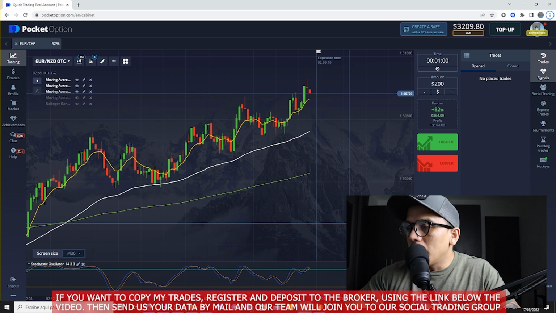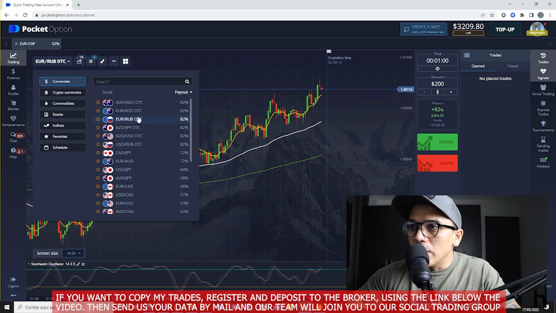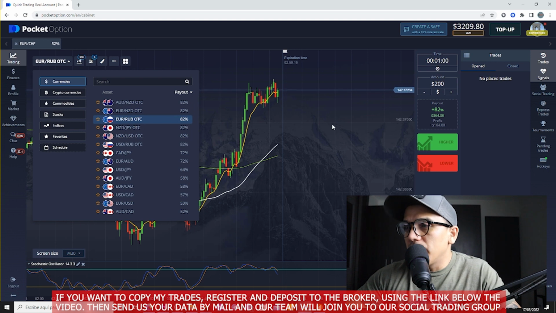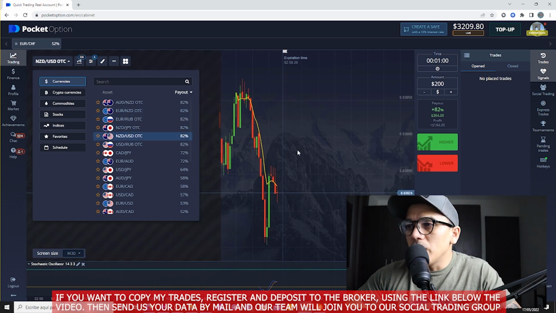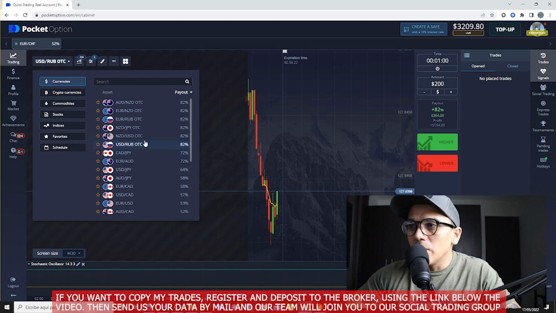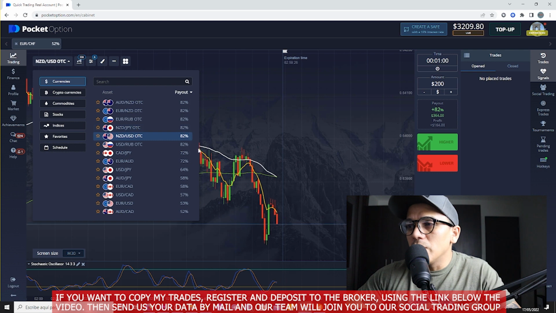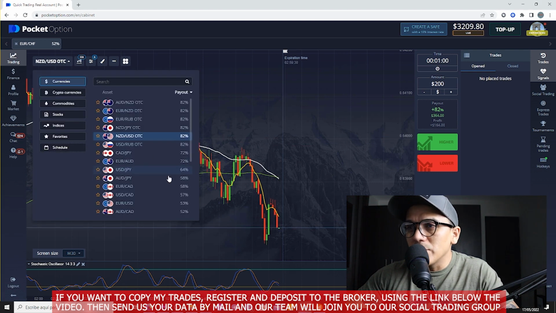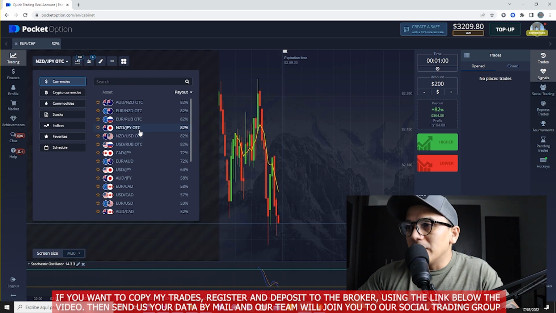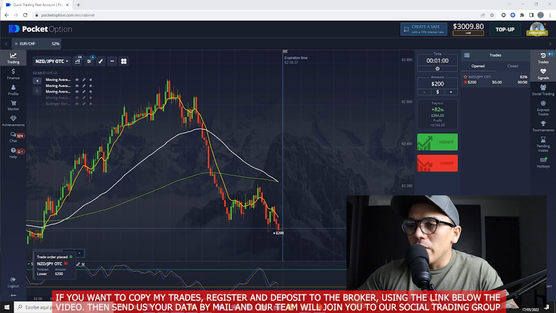So I'm going to use these two strategies for binary options. Right now the market is OTC. I think the best prices we are going to find are in the OTC market. The rule is that we are going to trade following the trend, trying to generate profits with these two strategies for binary options. I'm going to use the same strategy that I always use, trading with $200.